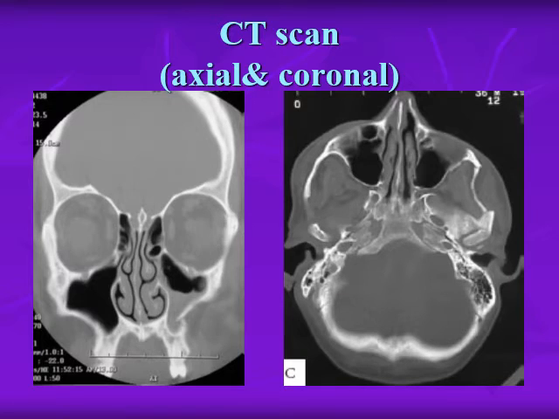We have CT, axial and coronal. Very important. This is the coronal cut of CT. From this cut you can clearly see the orbits of the eye, especially the inferior orbital rim and wall. Very important. But in the axial cut, we can see clearly the zygomatic arch and the zygomatic bone and the sphenozygomatic process. Very important. This is the sphenozygomatic process.